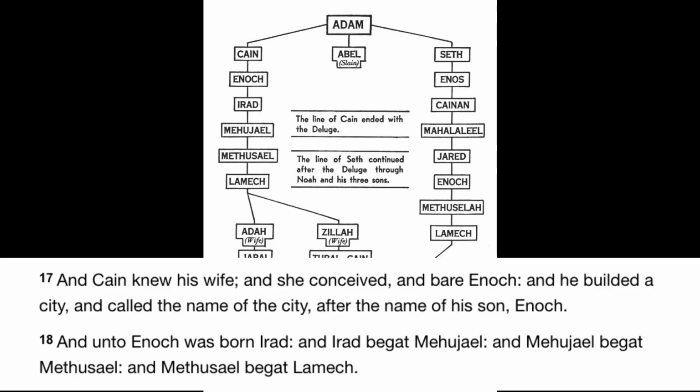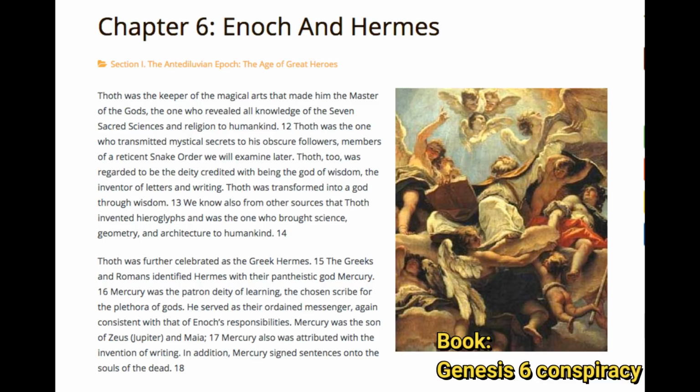Alright, so let's continue. From the author of this book, Genesis 6, I believe it's called, it says, Thoth was the keeper of the magical arts that made him the master of the gods, the one who revealed all knowledge of the 7 sacred sciences. You're going to see 7 related to Thoth a lot, as well as Enoch and Idris and all these people and Hermes. So he revealed the 7 sacred sciences and religion to humankind.